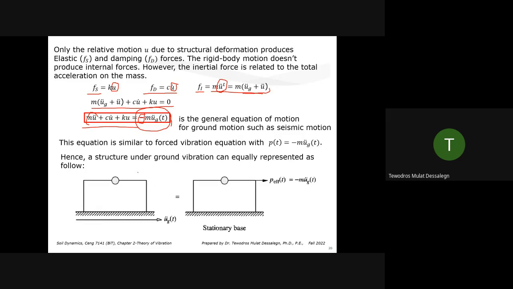So you can basically represent a one-story building under ground acceleration like this. It's the same as a building resting on a rigid body with externally applied force. But that externally applied force is now negative times the mass times the acceleration of the ground. So you will always arrive at the same conclusion. Whether it is externally applied force on the object or a force coming from the ground, you'll always arrive at the same equation, except for how the force is acting.